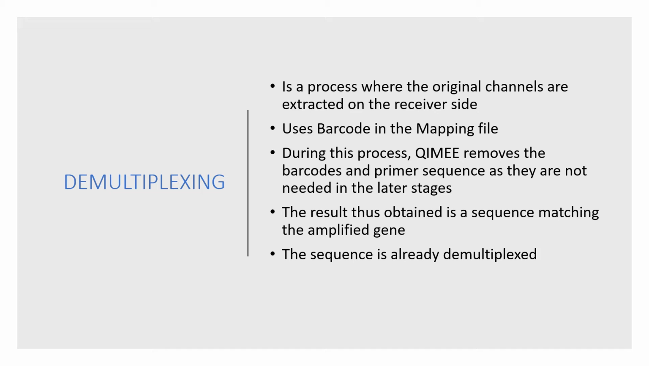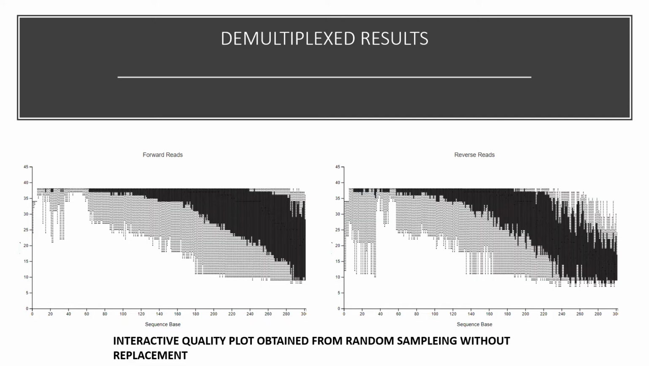Next, demultiplexing. Demultiplexing is a process in which the original channels of the dataset that we create after sequencing are extracted on the receiving end. But we're not going to be going into demultiplexing in detail, since our data is already demultiplexed. We're still going to discuss it a little bit. So this is the demultiplex result for my data set. It is just to check the quality of our data, at which sequence base it starts to deteriorate, or where I should take my sample till.